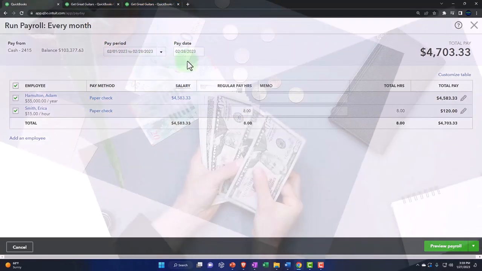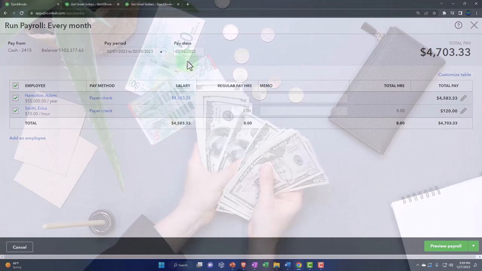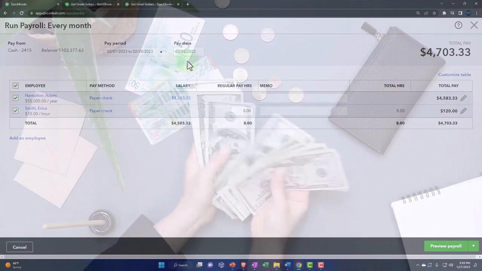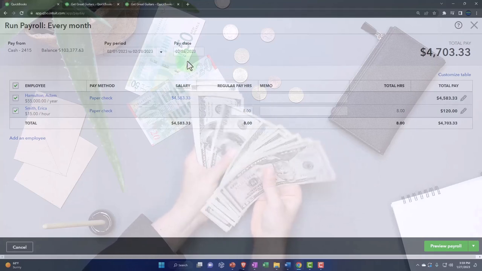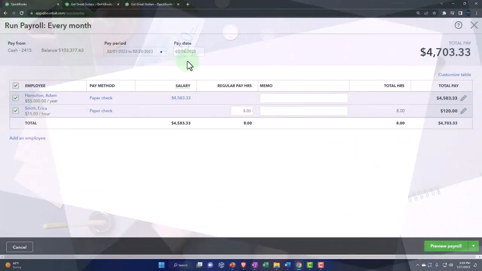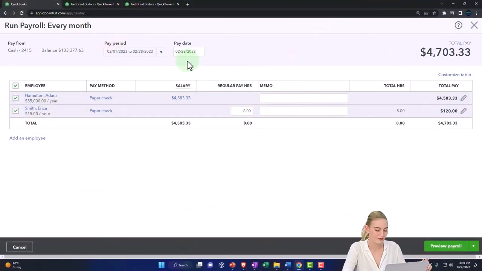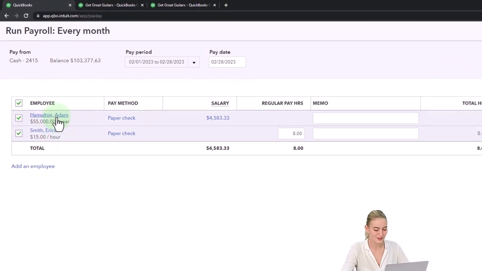The pay date happens to be the same day as the end of the period, which may not always be the case. You might have a pay date that's a little bit after the end of the period, so you have a little bit of time to process the payroll after the pay period, but we're gonna keep the same date here to keep it in that second month that we're working on. And then if everything was laid out properly, you might be able to just process from here, but we need to go in and make some adjustments because of the practice problem.